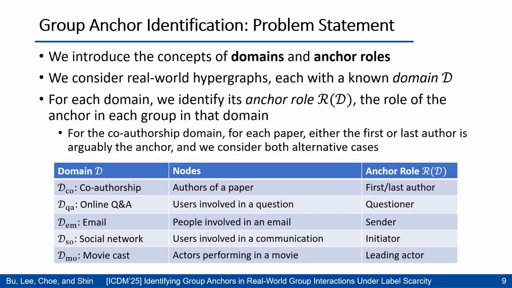To formulate this problem, we further introduce two concepts, domains and anchor roles. We consider real-world hypergraphs with specific domains. The domain can be co-authorship, online Q&A, email, and so on. Each domain has its own anchor role, that is, the role of group anchors in that domain. The anchor role of each domain considered in our work is listed below. Note that for co-authorship, either the first or last author is arguably the anchor, and we consider both alternative cases.